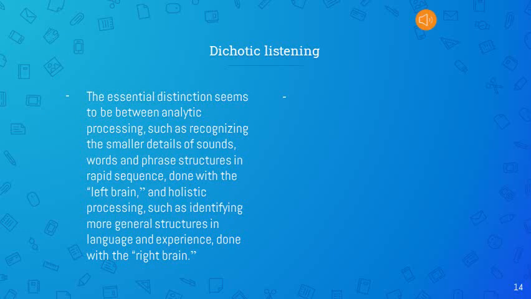Dichotic listening. The essential distinction seems to be between analytic processing, such as recognizing the smaller details of sounds, words and phrase structures in rapid sequence, done with the left brain, and holistic processing, such as identifying more general structures in language and experience, done with the right brain.